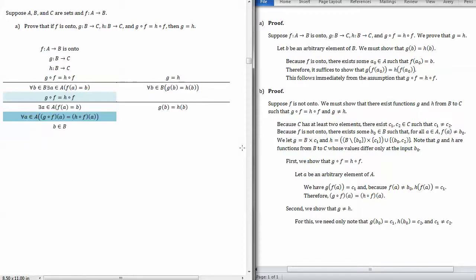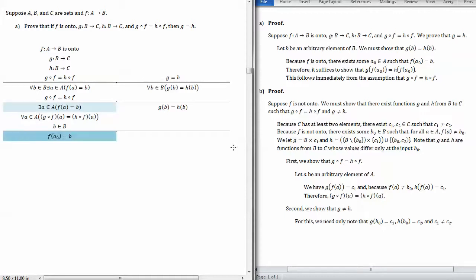Write out the definition of these compositions being equal, which we do just like we did this one over here. I'm using a and a now because these are functions from A to C, right? So the domain is capital A. Existential instantiation gives us some a naught which maps to b.